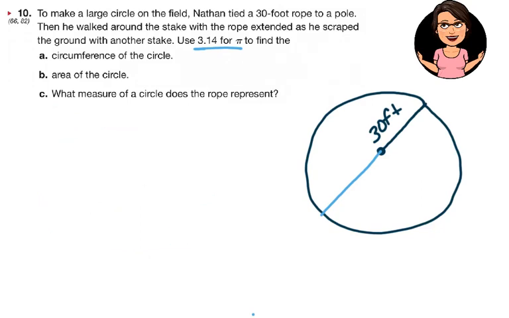And then you're going to find the area. For area, what's your formula for area?